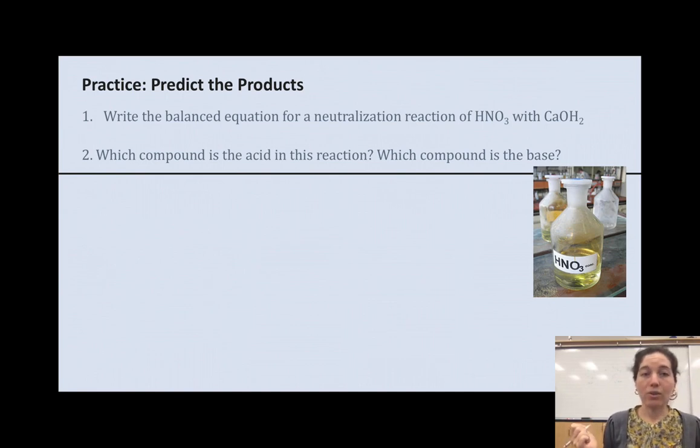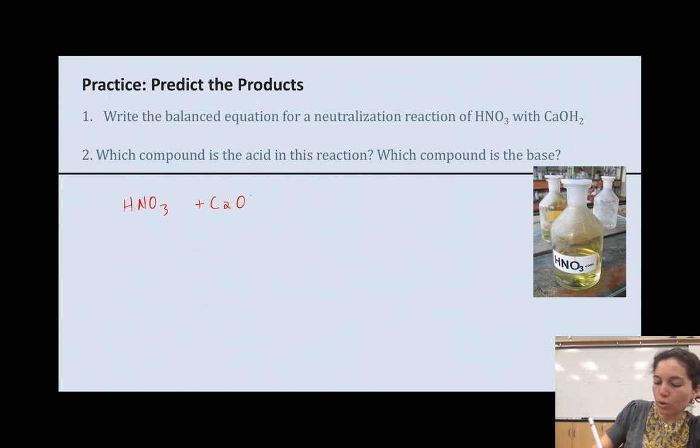Okay, so let's look at the answer to this problem. So these are our reactants here, HNO3 and Ca(OH)2. According to our double displacement reaction, which is how neutralization reactions work, we're going to swap our cations or our anions. Either one of those is appropriate. I'm going to do it this way. And we see that our products are Ca NO3 plus HOH.